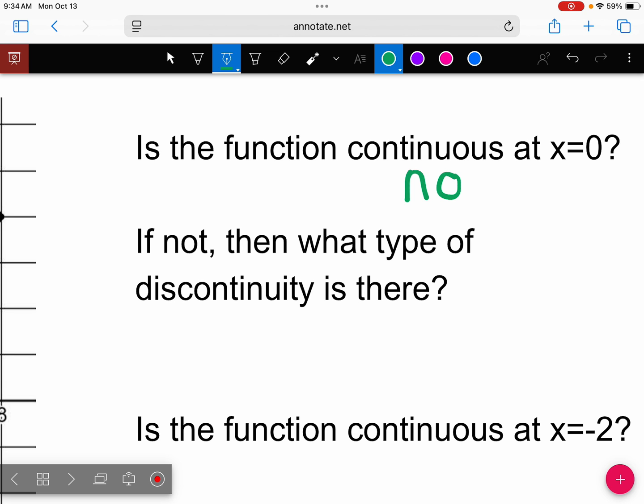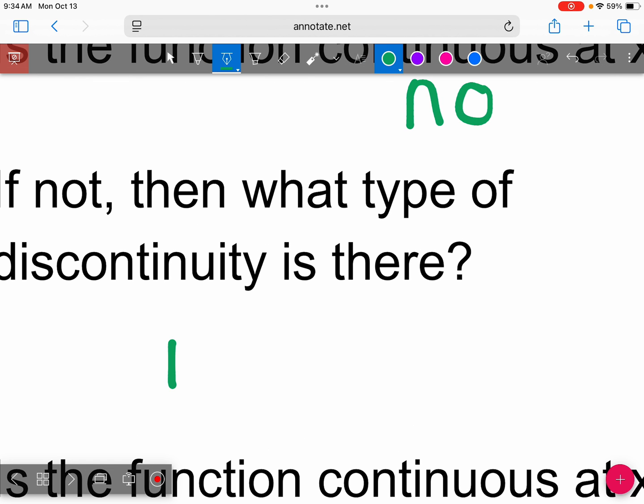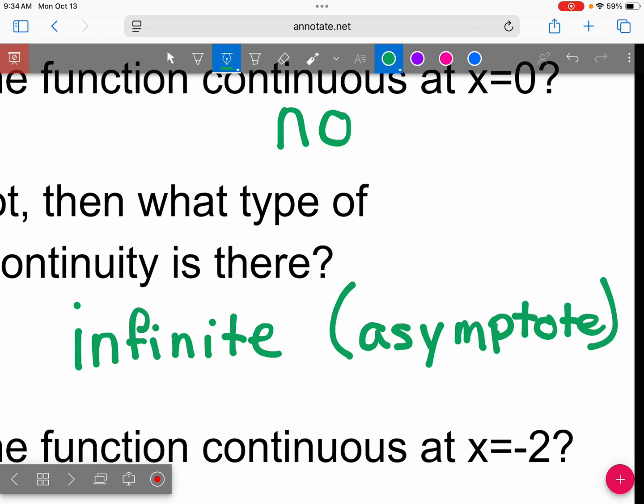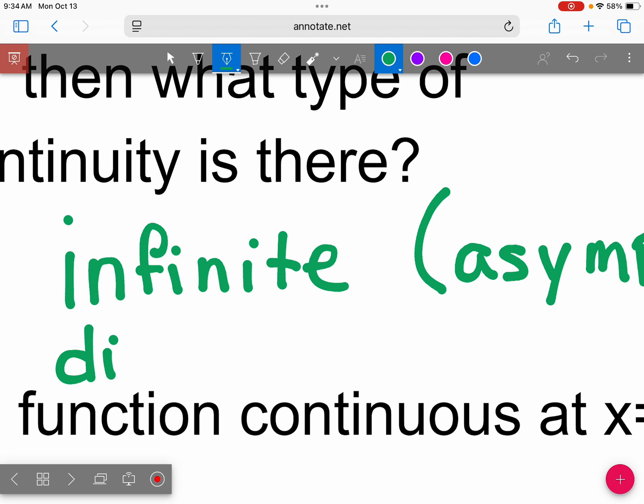We had our removable. We had our jump. If you put asymptote, I would be totally okay with it. It's technically called an infinite discontinuity. But that's what happens when we have an asymptote. I would actually take that too. So it's an asymptote, but it is an infinite discontinuity. That is the technically better name. But I would absolutely take asymptote. Discontinuity.